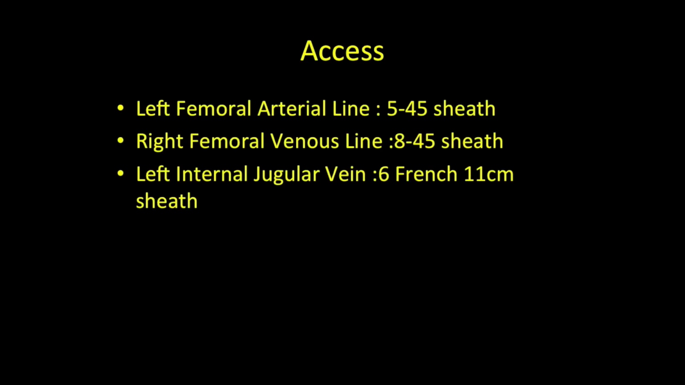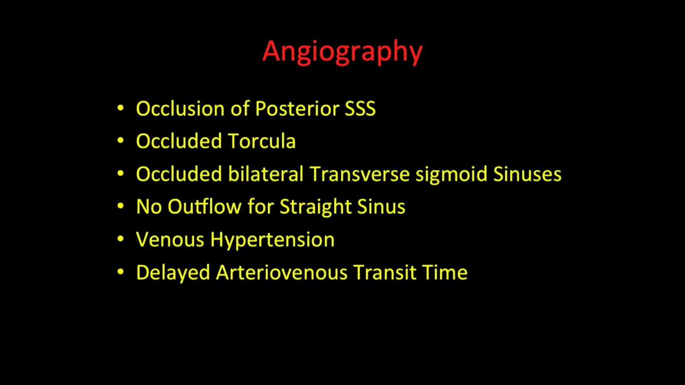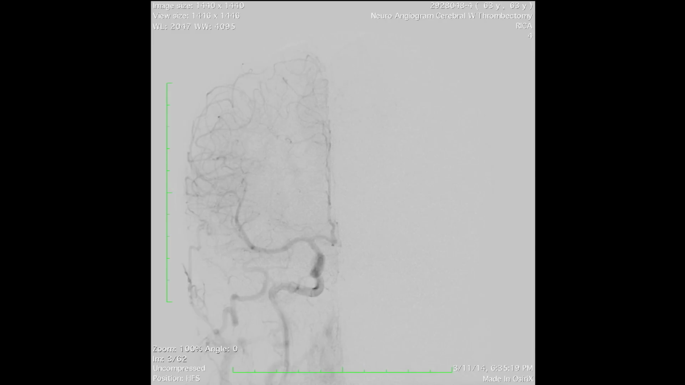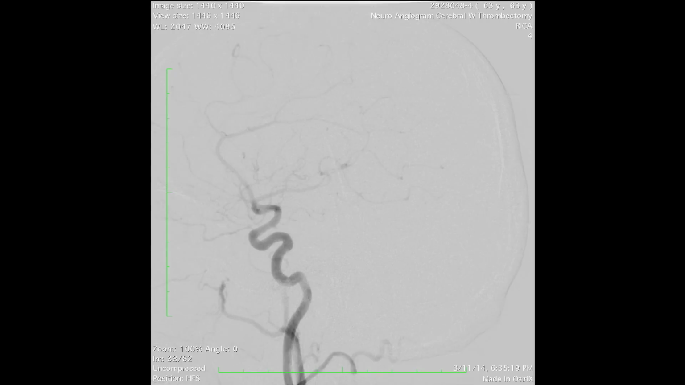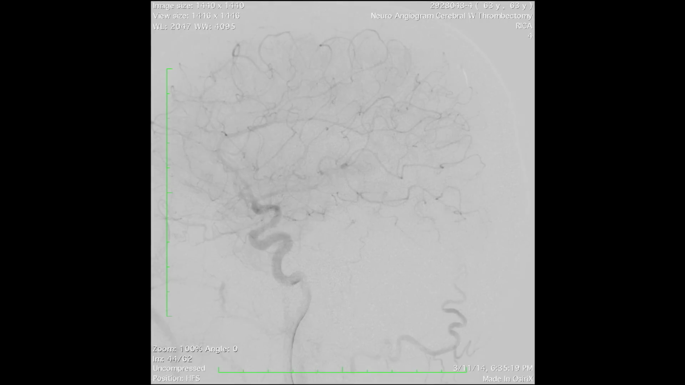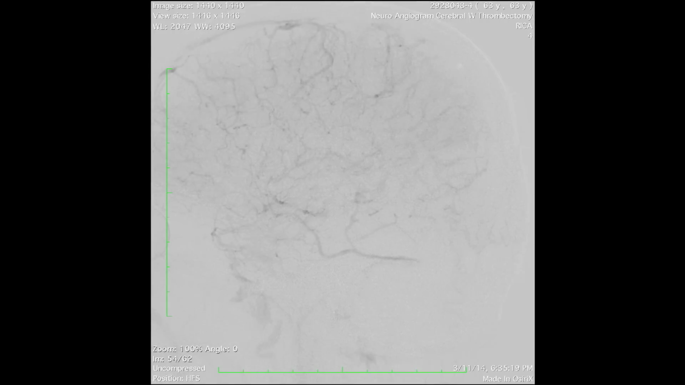We completed a diagnostic cerebral angiogram that demonstrated an occlusion of the posterior superior sagittal sinus, and this is the run through that angiogram, and you can see in the right injection in the venous phase you do not see any filling of the superior sagittal sinus or the right transverse sigmoid system. On the left side, injection demonstrates the same thing.